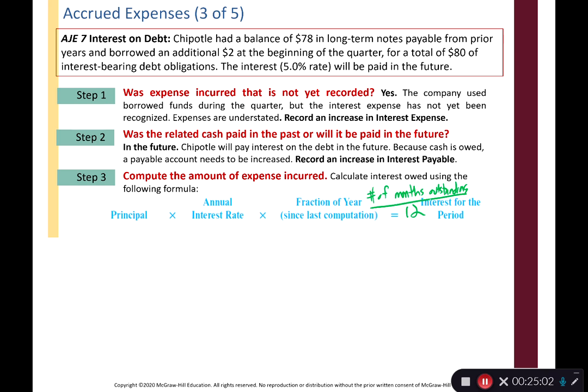It doesn't matter if it's a 3-month loan, a 6-month loan, an 8-month loan, a 10-year loan, it's always out of 12 because we're trying to figure out our annual interest for the part of the year that's gone by. Because we're dealing with a year, there's always 12 months.